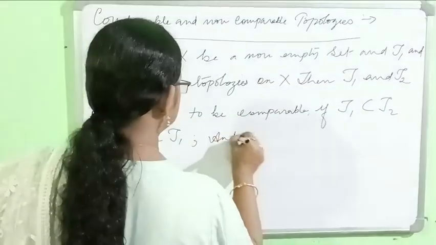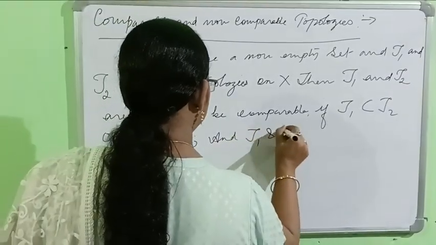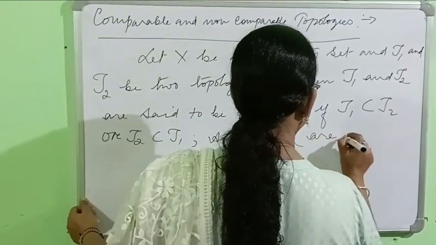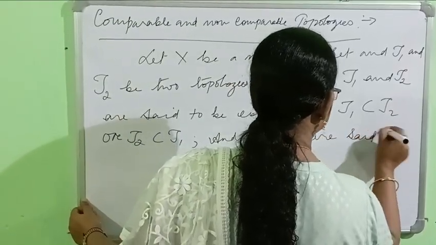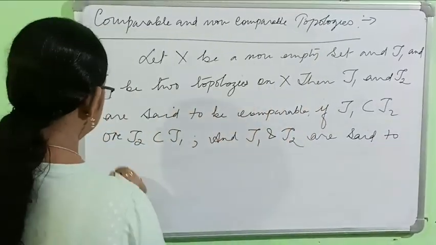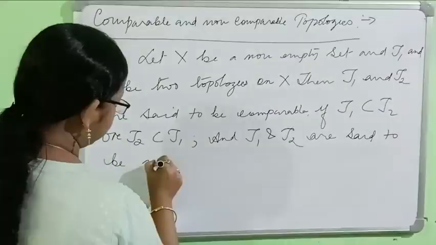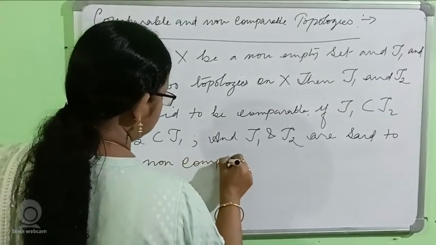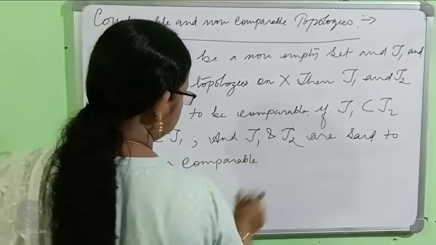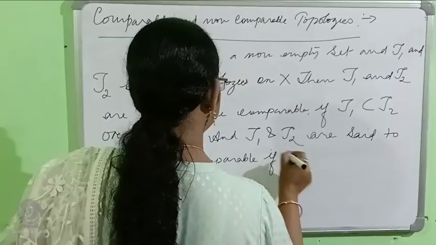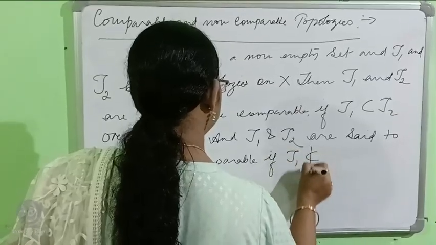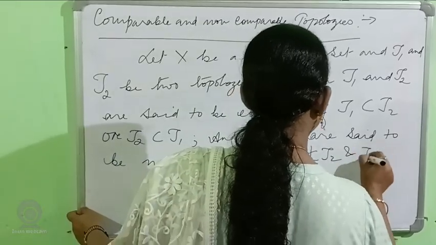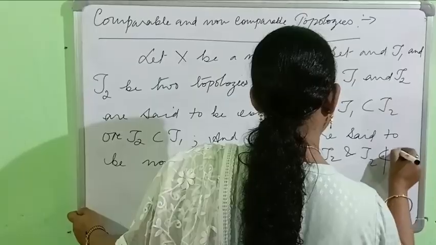And T1 and T2 are said to be non-comparable if T1 not containing T2 and T2 not containing T1.